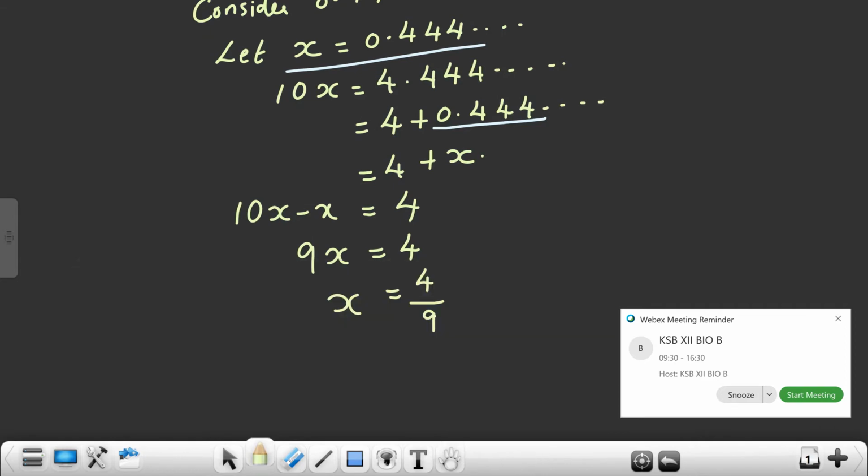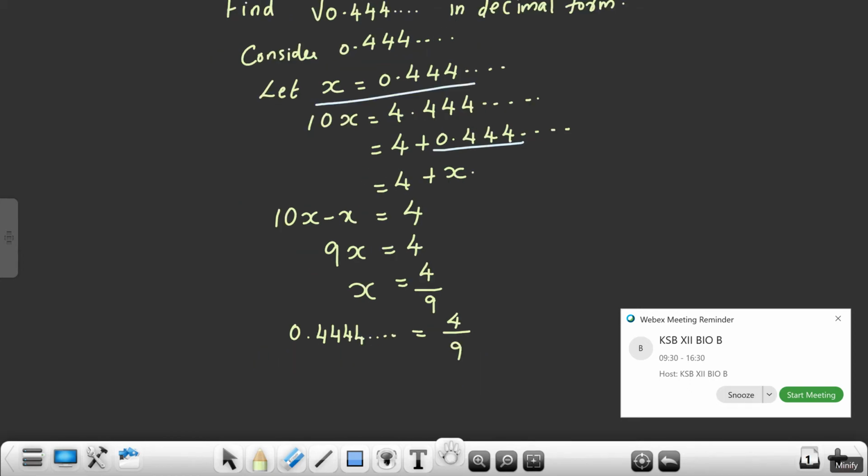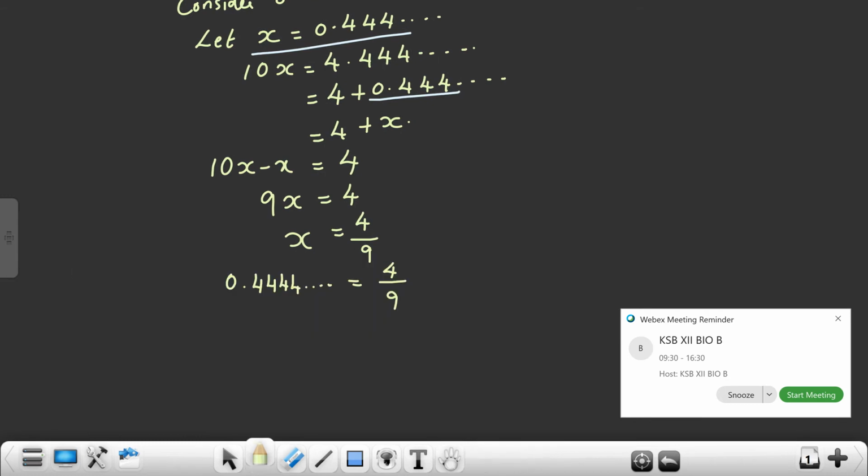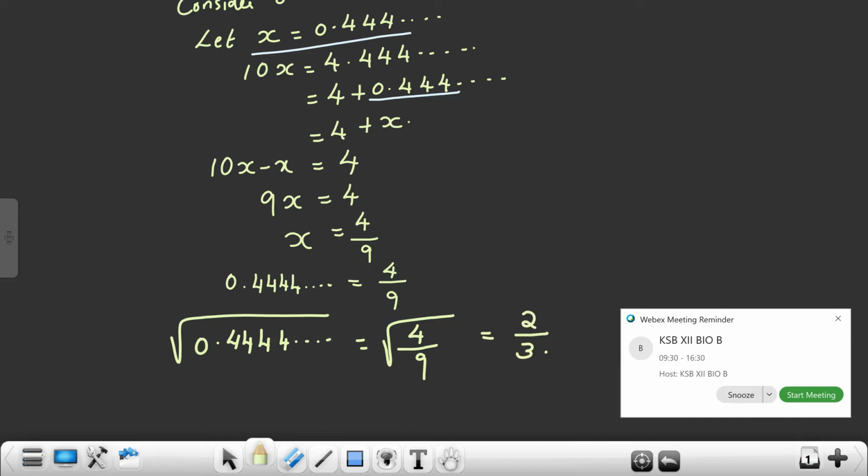Substitute the value of h. H is what? 0.4444 etc. is equal to 4 by 9. What is the question? Question is find the square root of this decimal. That is root of 0.44444 etc. is equal to root of 4 by 9. Root of 4 by 9 is equal to what? 2 by 3. This is the fraction form.